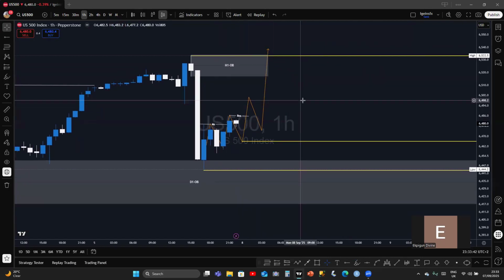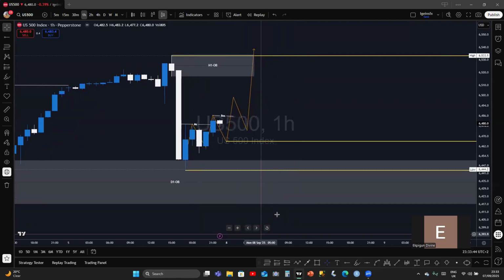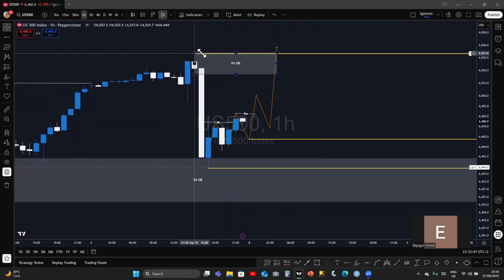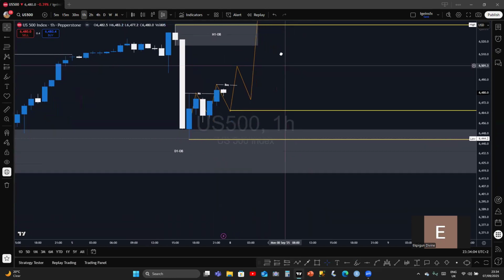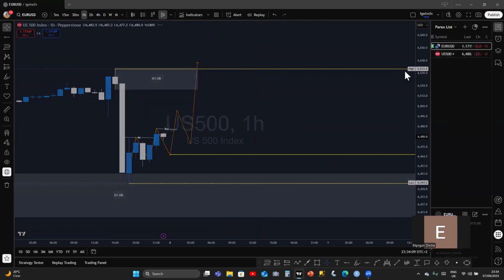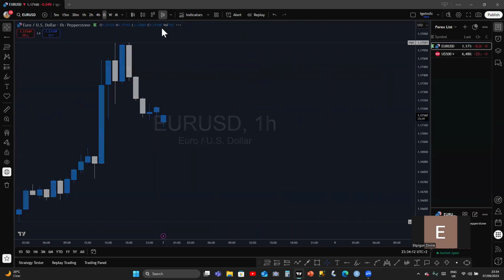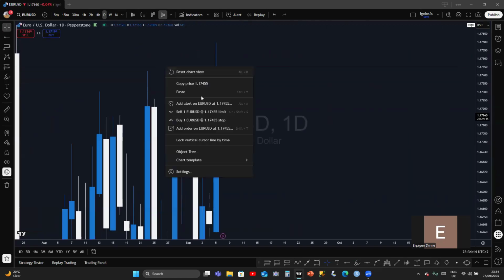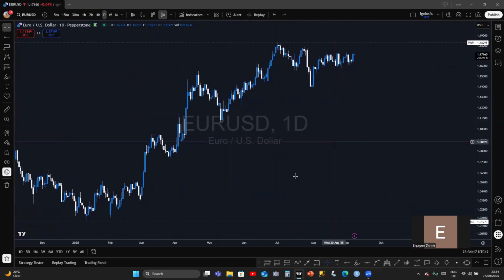So that is how to trade, because this level here is a buy side liquidity. As price is pushing to the upside, it should target clearing this level for it to give us another high. All right. So we are going to analyze Euro USD right now.